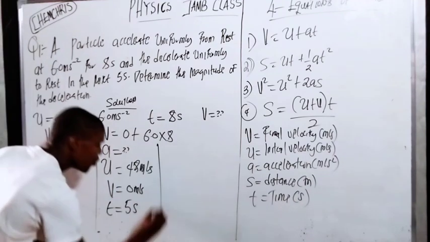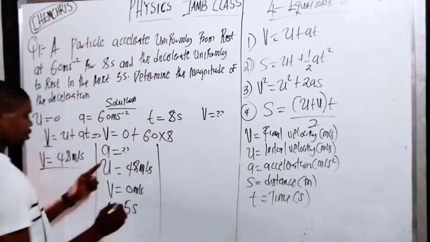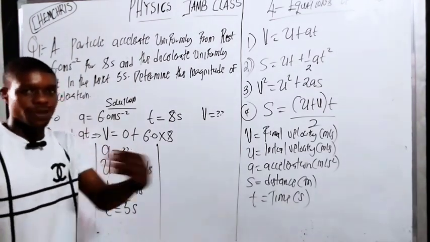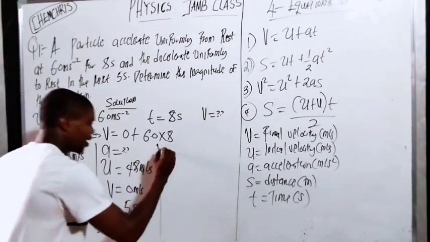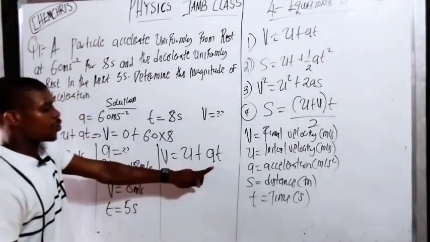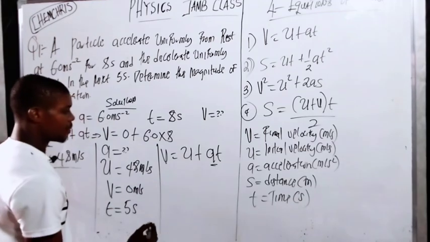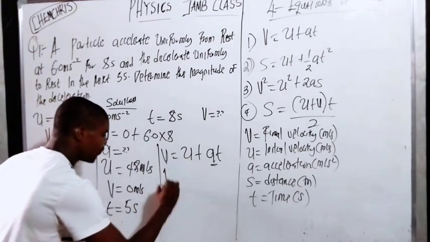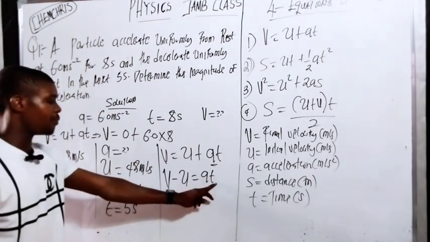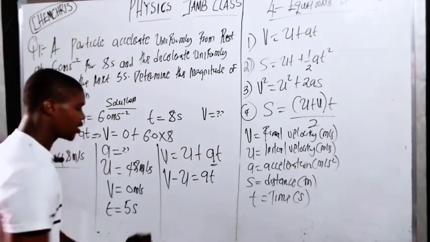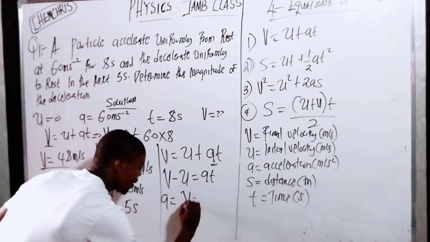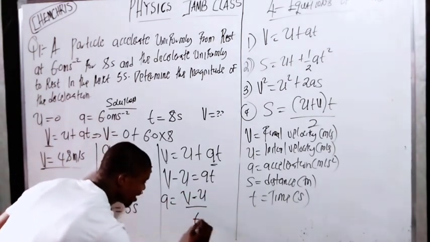So that means we are going to use this one here because the acceleration is going to be a deceleration, because it's decelerating, that is going to decrease, right? So v equals u plus at. The goal here is to make a the subject of the formula. So v minus u equals at. Now make a the subject, going to be a equals v minus u over t. Can you see that?